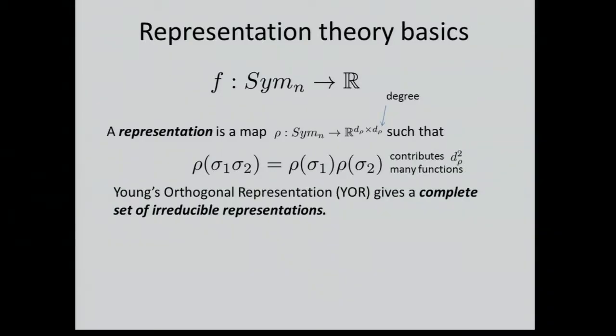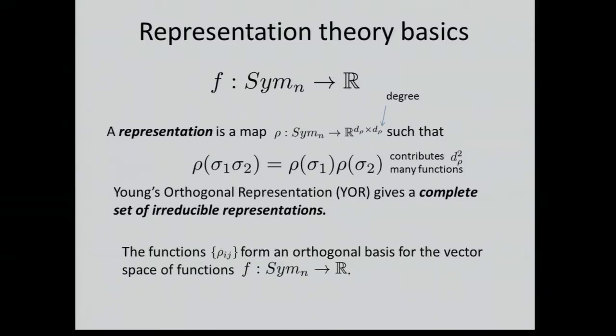And so if we're trying to get a basis for functions over the symmetric group, each representation contributes degree squared many functions. If we look at just the function to the reals, where we go from the symmetric group to any entry of the matrix. And so if we look at all the representations and take all of these matrix entries, then we really get an orthogonal basis for the vector space of all these functions.